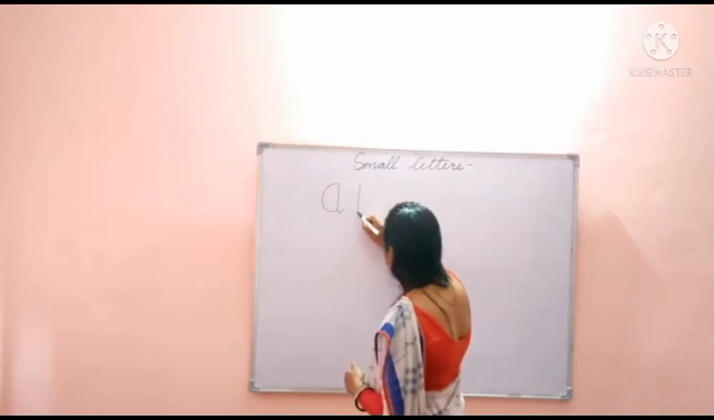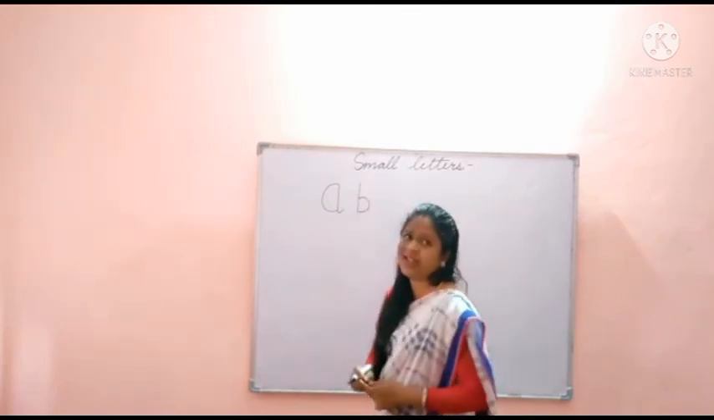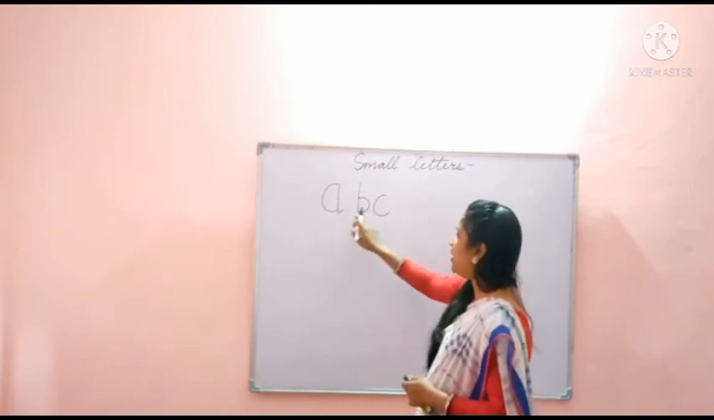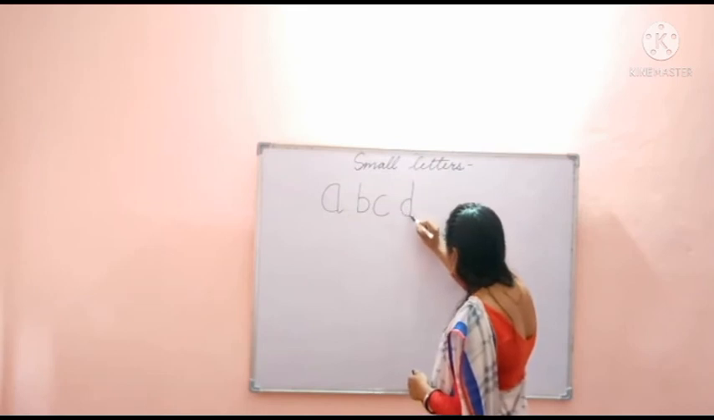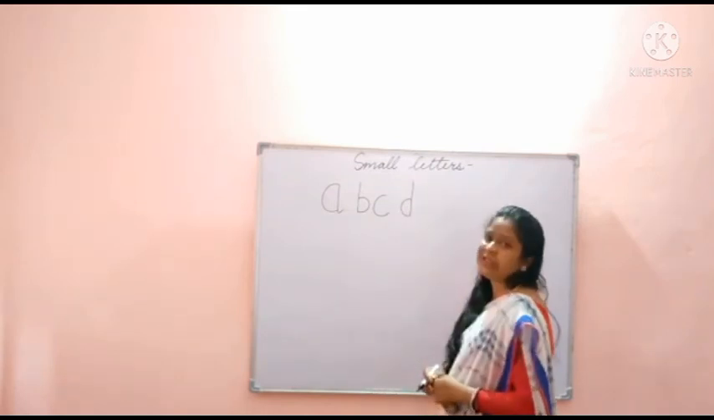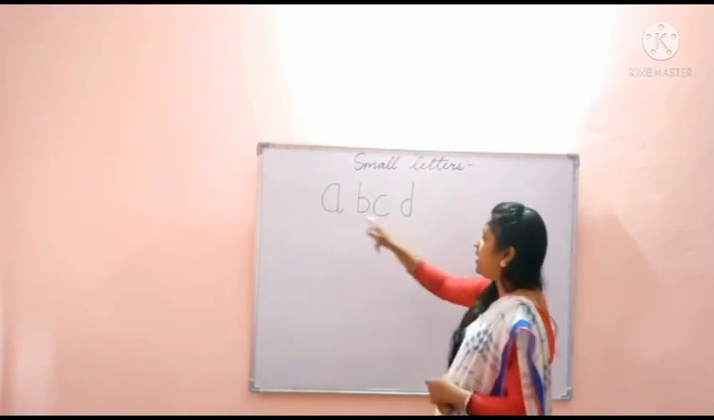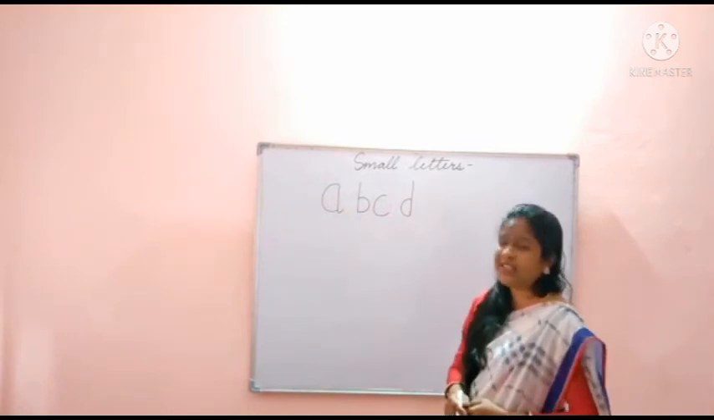A standing line and a curve joining to the standing line makes the letter B. A small curve makes the letter C. So A, B, C. A standing line and a curve at the end, that is in the opposite direction, makes the letter D. This is B and this is D. A, B, C, D.